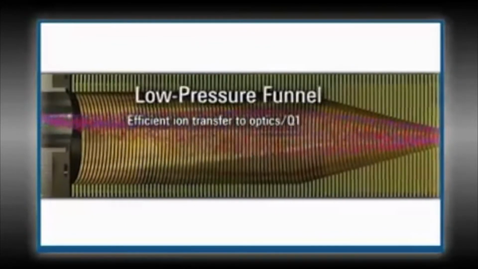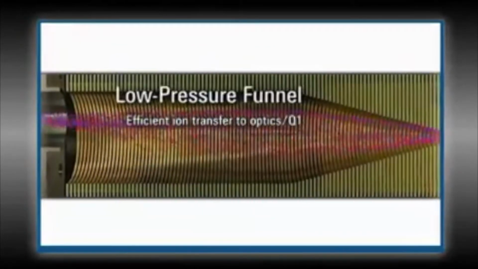The ions are focused and separated from the gas by a dual ion funnel assembly. The first high-pressure funnel removes most of the gas and focuses the ions into the second low-pressure funnel, which removes the remainder of the gas so the ions can enter the Q1 optics.